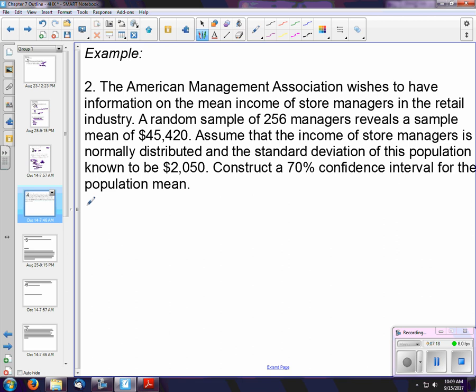So let's go back and write down what we know. We have a sample size of 256 with a sample mean of 45,420. We know this is normally distributed, otherwise we would not be allowed to construct a confidence interval. These are not trick questions. The data you will be presented with is always normally distributed or approximately normal. Standard deviation is known to be 2,050. We want a confidence level of 70%, so that's 0.70.